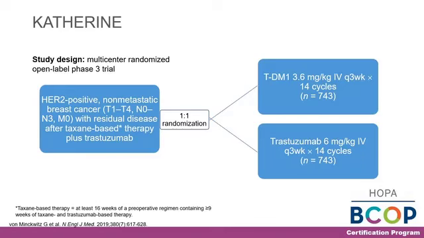These patients were then randomized to receive ado-trastuzumab emtansine, or TDM1, every 3 weeks for 14 cycles, or trastuzumab alone every 3 weeks for 14 cycles.